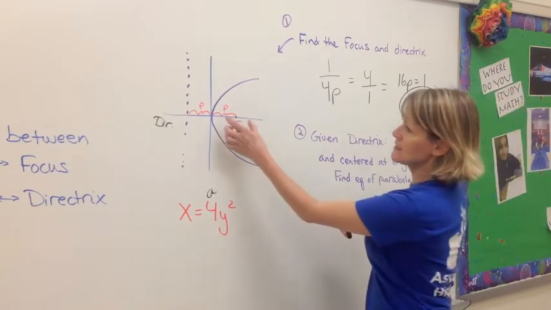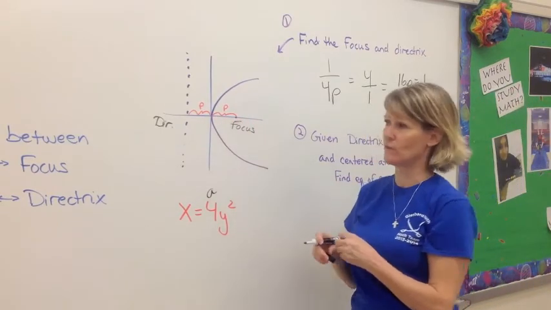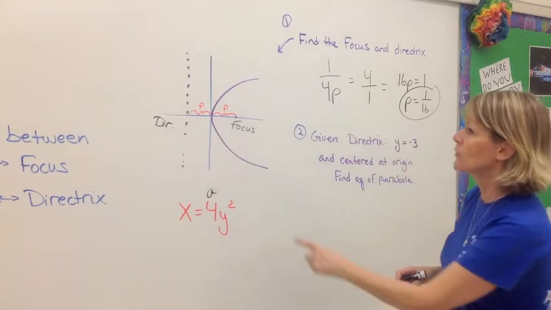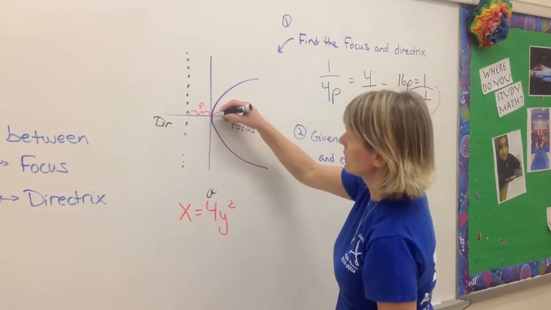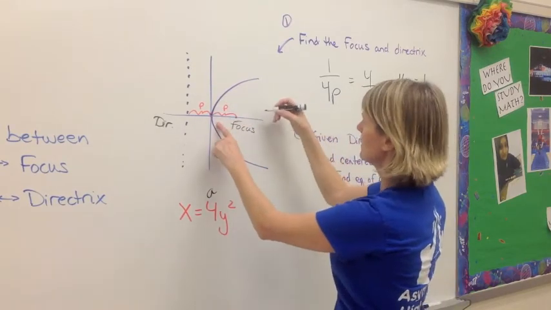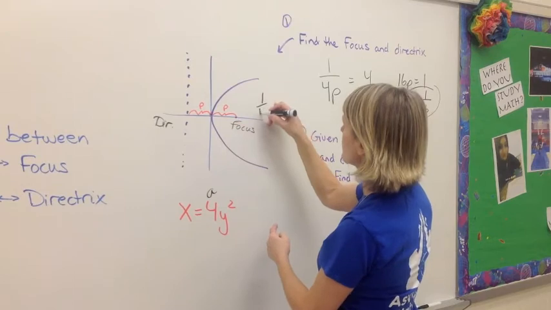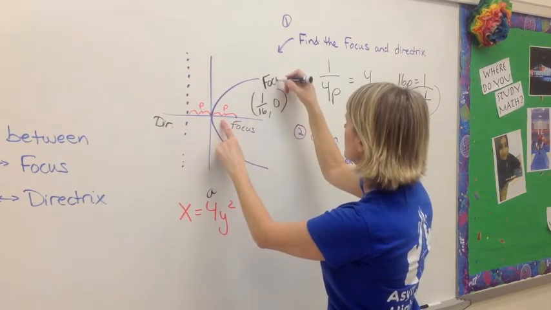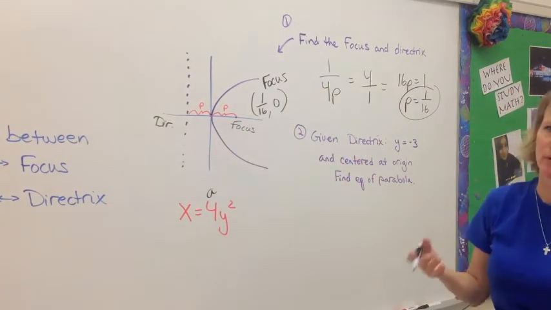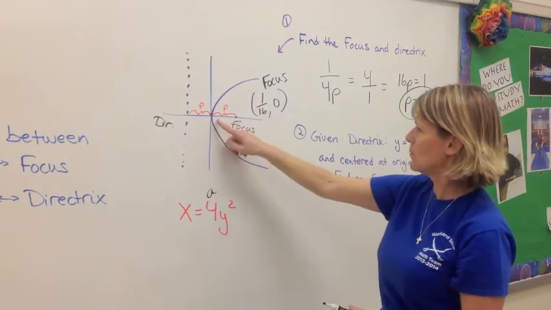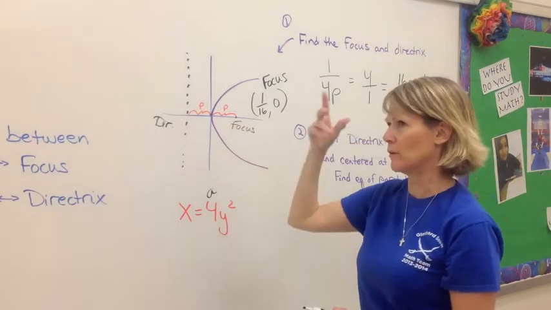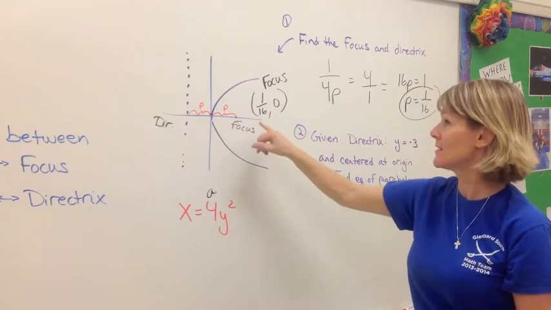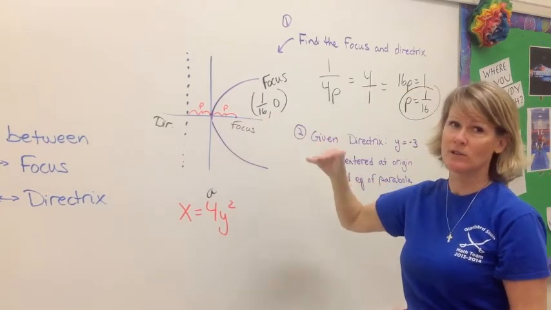So that means that this distance from the vertex to the focus is 1 over 16, and the distance from the vertex to the directrix is 1 over 16. So if this is centered at the origin, and this is clearly centered at the origin, my focus is going to be 1 over 16, comma, 0. That is my focus. Sometimes we just use the letter F for focus and D for directrix. Because you've got to use a little bit of geometry here, a little bit of logic, right? So from 0, if I'm going a distance of 1 over 16 on the x-axis, that's going to be 1 over 16, and my y value is not changing at all.